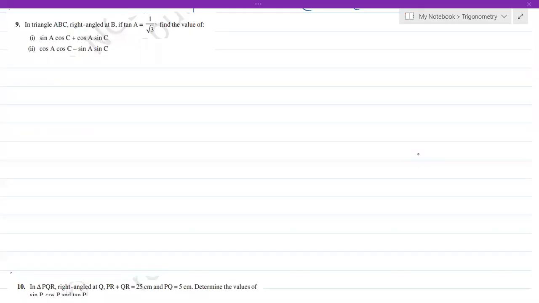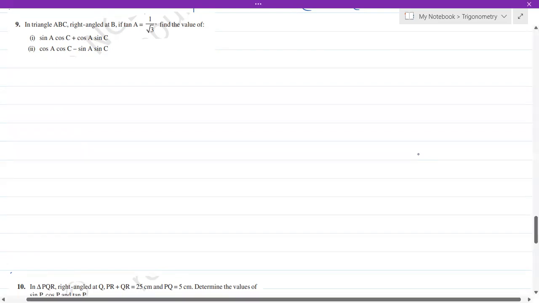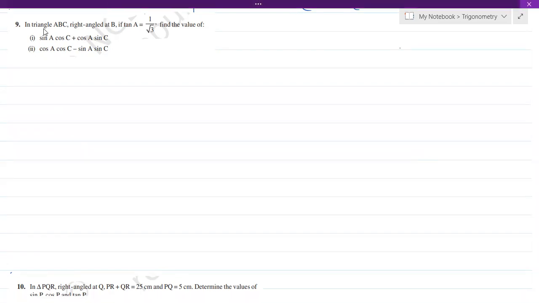In triangle ABC, right angle at B, if tan A is equal to 1 by root 3, find the value of sin A cos C plus cos A sin C. The second sub question, cos A cos C minus sin A sin C. A very, very interesting question. So here what we'll do is, if you observe, the angles are changing. So while finding sin A, the angle is at A. Again, cos C, the angle is at C. So what we'll do is, we'll have two triangles, okay, to avoid the confusion.